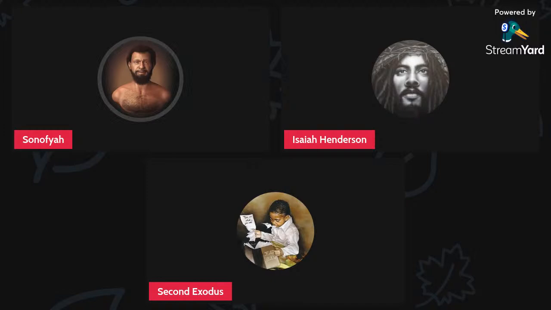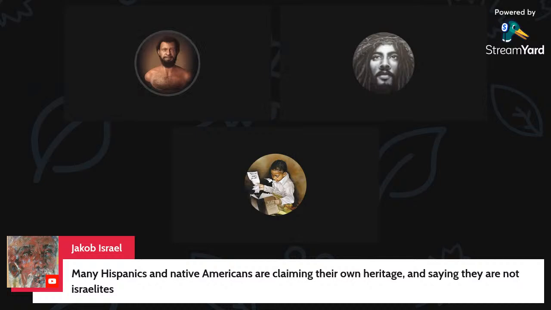The Israelites did build Pithom and Ramses, if you want to go back that far. But as far as being Egyptians, no. And that's why I don't like some black people wearing these ankhs, because Egypt is not our people. Not at all. And as a fact, many Hispanics and Native Americans are claiming that they are not Israelites, right? They do know their heritage.